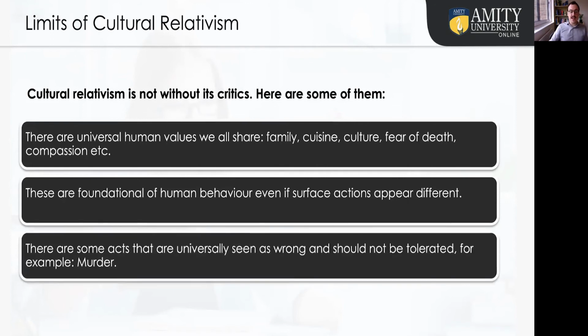And then on the flip side of that, there are some acts that are universally seen as wrong and that should not be tolerated. So if cultural relativism says, oh, this culture does this thing and we should tolerate it because it's a different culture, well, most people would say actually there's something we just shouldn't tolerate, no matter what. So for instance, murder is quite an extreme example, but I don't think there's many societies in the world that would accept murder.